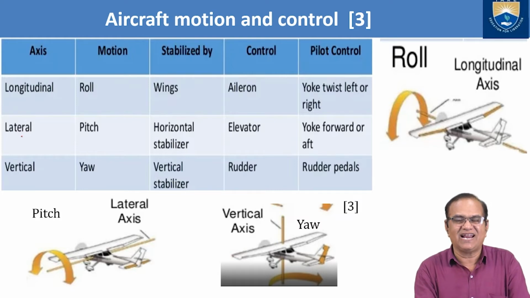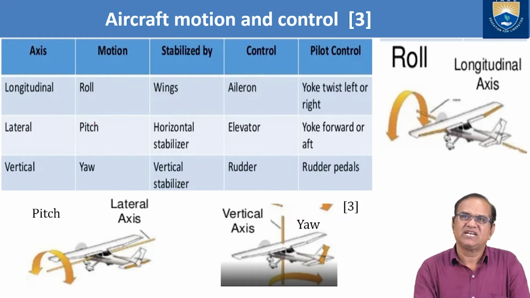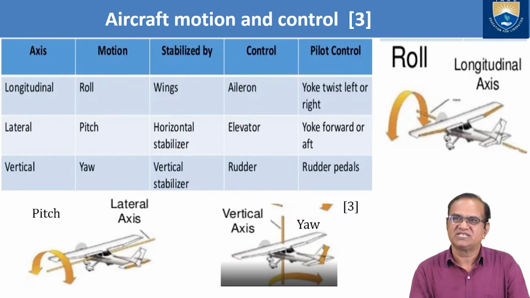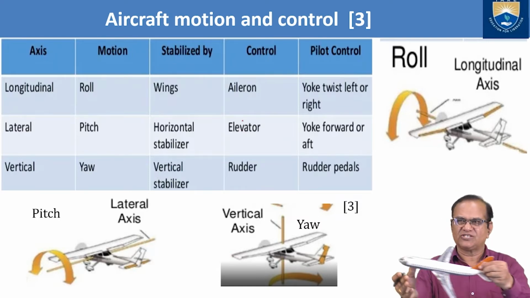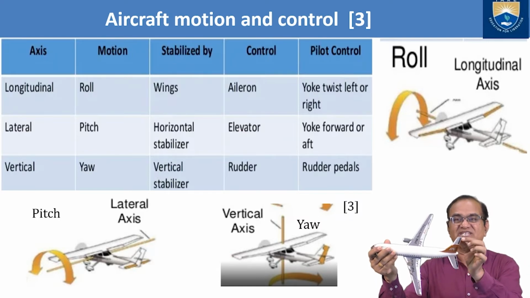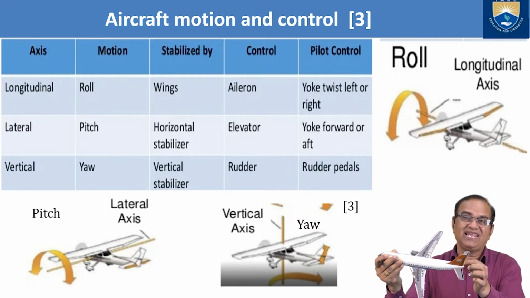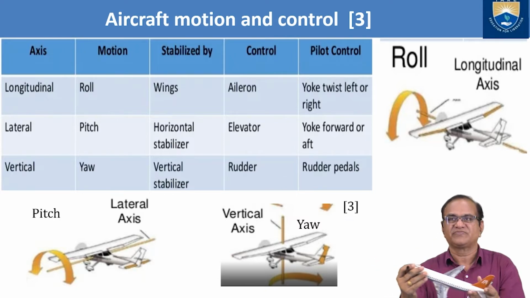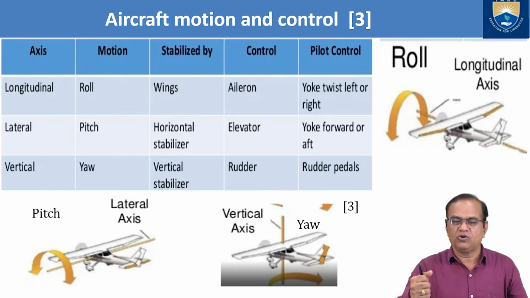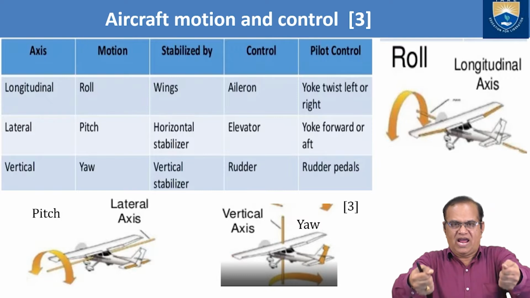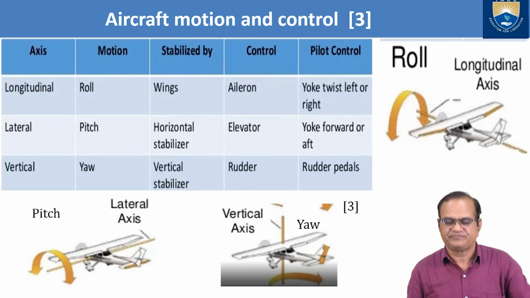Then another is the lateral axis, it will give the pitching motion. This pitching motion is stabilized by the horizontal stabilizer. The control for this pitching is elevator, and I can show you here. Elevators are fixed at the horizontal tail, the extreme end or the trailing edge of the horizontal tail. In this yoke, you have to push forward for nose down and backward for nose up.